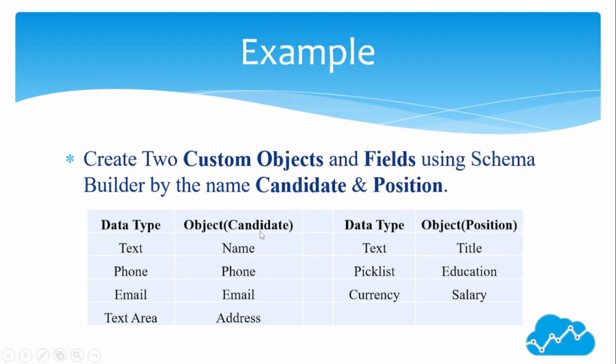So for the object candidate, the data types will be: name, text; phone, phone data type; email, email data type; address, text area data type. And for the second object, position: title, text data type; education, picklist data type; salary, currency data type.